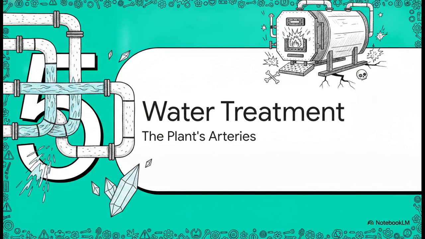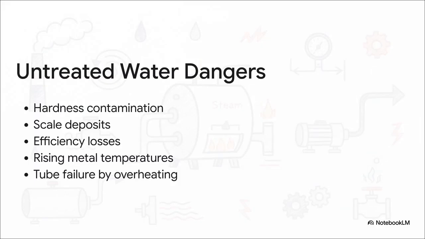And finally, Part 5, boiler water treatment, the plant's arteries. Look, you can have the most efficient combustion in the world, but without aggressive water treatment, you are straight up heading for catastrophic failure. Think of scale deposits like cholesterol in the arteries of the plant. Untreated water contains hardness salts that create this stubborn insulation inside the tubes, and because the heat can't properly transfer from the fire through the metal and into the water, the metal temperatures of the tubes start to rise uncontrollably.